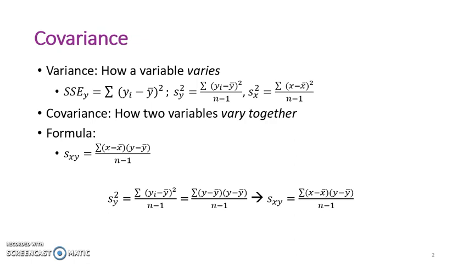This means, first, the difference between observed score and mean is calculated for every score on x and y. Then, for each person, their error on x and error on y is multiplied. The sum of all these products is the numerator of the covariance.